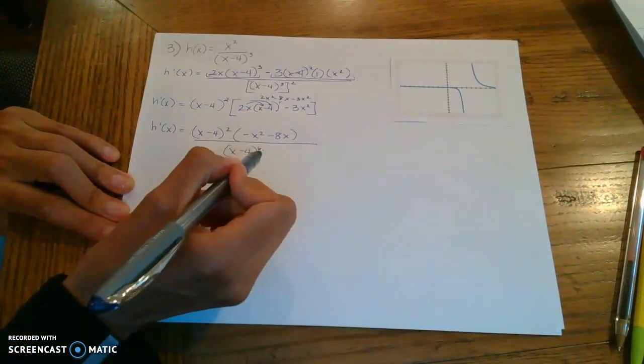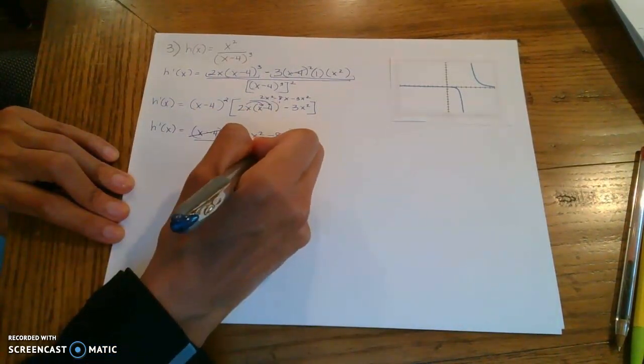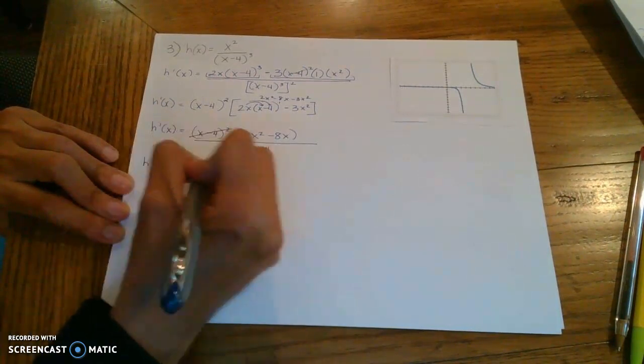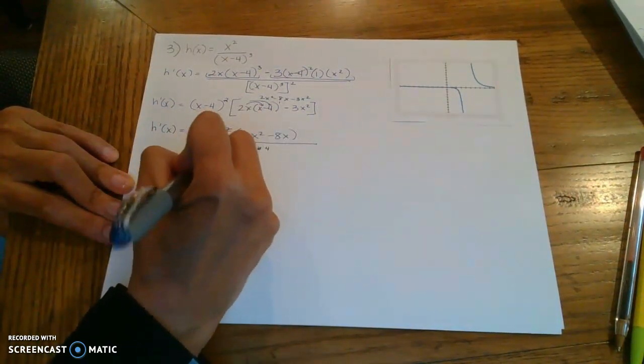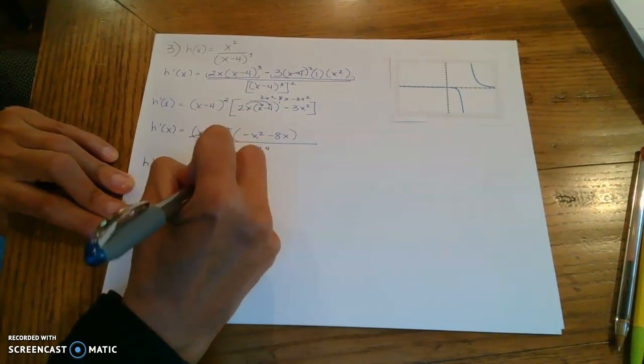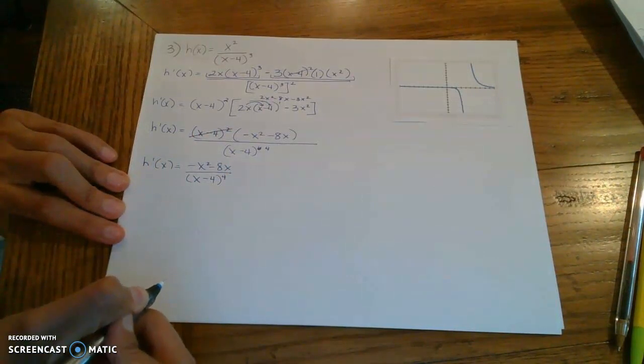So I'm looking at this and I go, well, I can clean this up. This can cancel out and drop this to 4. So the first derivative is equal to negative x squared minus 8x over x minus 4 to the 4th. So there is my first derivative.